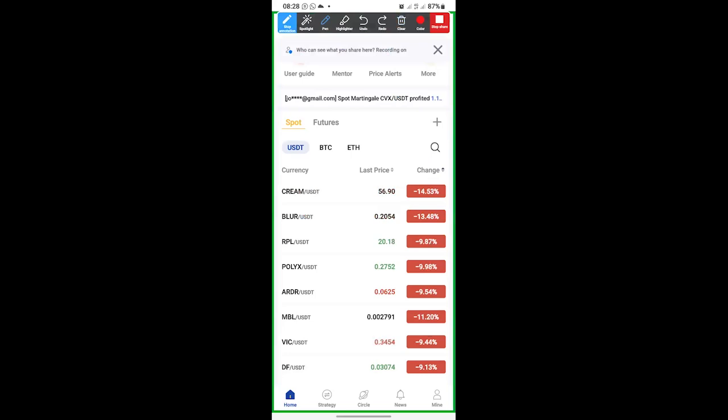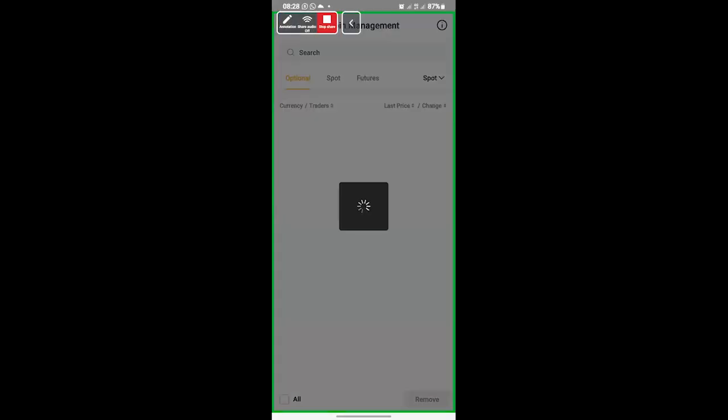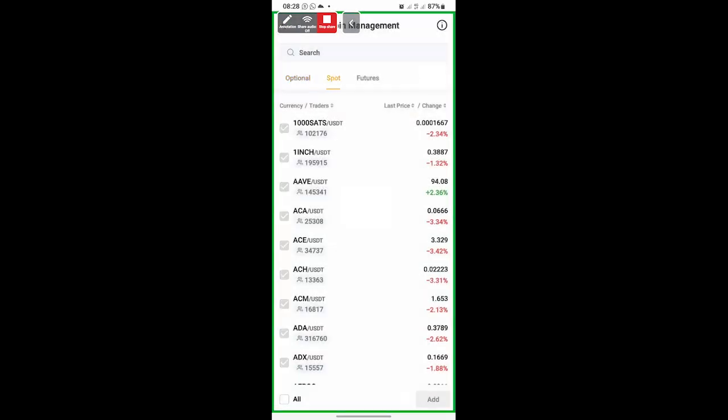Okay, now if you're going to trade, you first look at your coins. If you want to add coins, if you don't have all these coins, please click here. When you click there, you go to spot. So when you go to spot, you're going to mark all the coins that you don't have, then you add them. So definitely you'll be able to trade them.